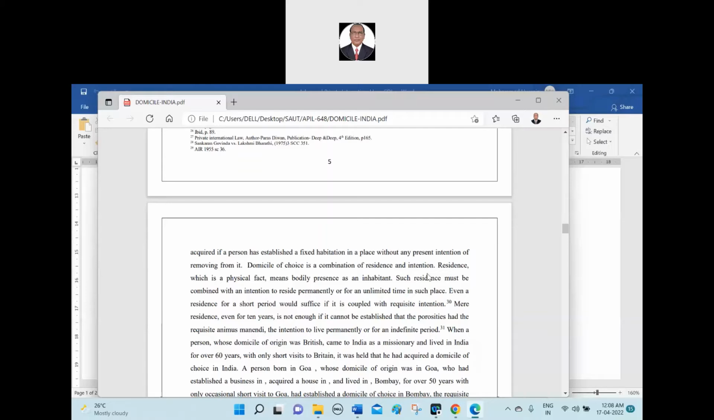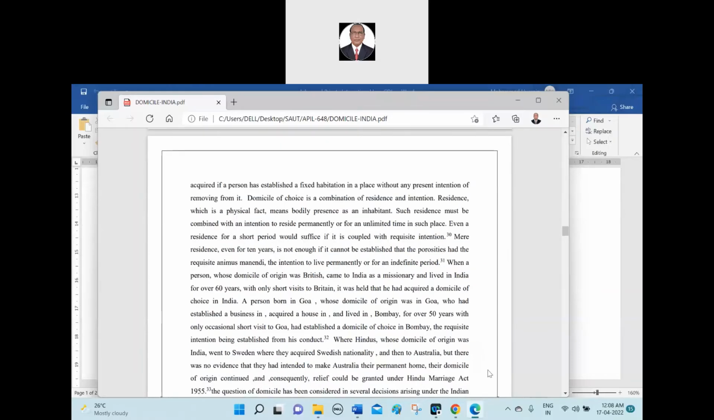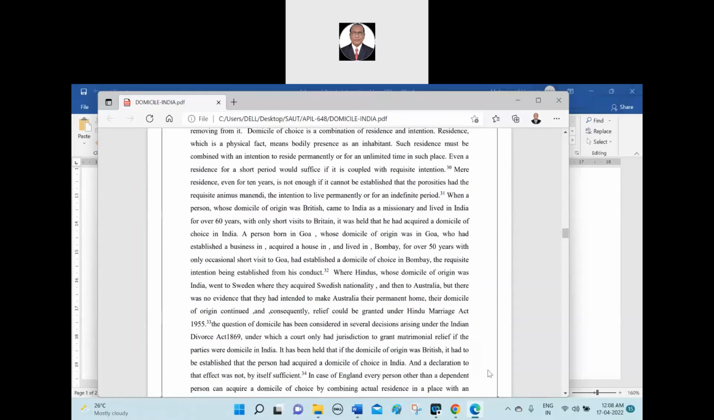A person born in Goa, let us see how, for example. I believe everybody in India knows Goa. Sir, we don't know, only Tanzania we know, we don't know anything other than Tanzania. Please have a big vision.